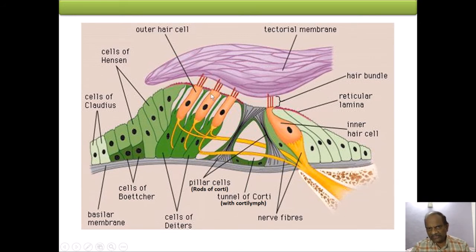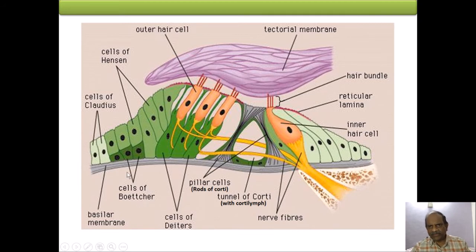Another important thing is that these cells have projections from them, which we call hairs, or stereocilia. One important thing is that these cells are embedded in the tectorial membrane, and the movement of the tectorial membrane causes stimulation of the cell through the hairs, or stereocilia, and causes the propagation of impulses across the auditory nerve.